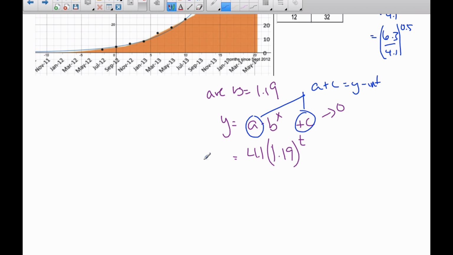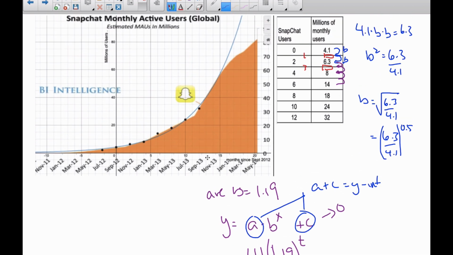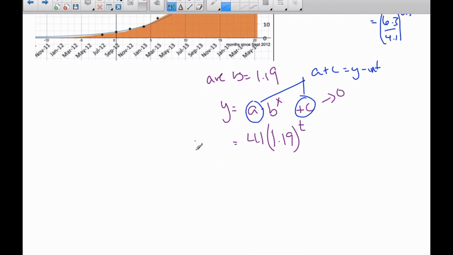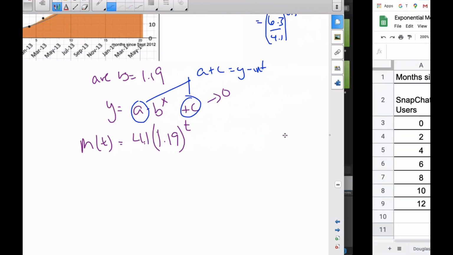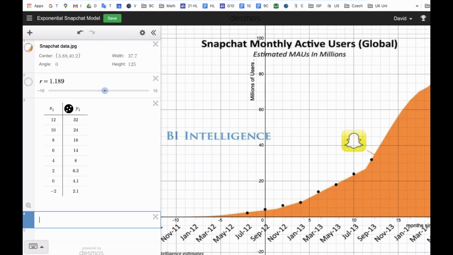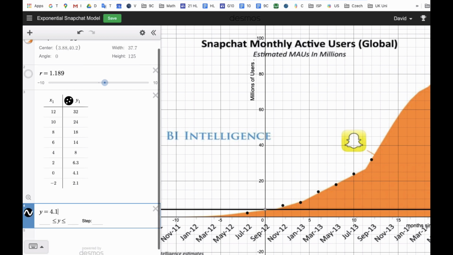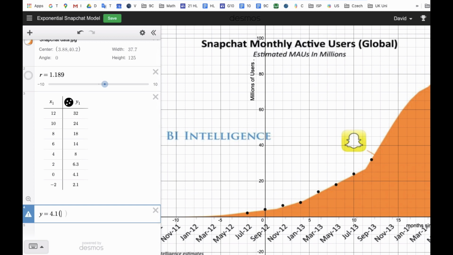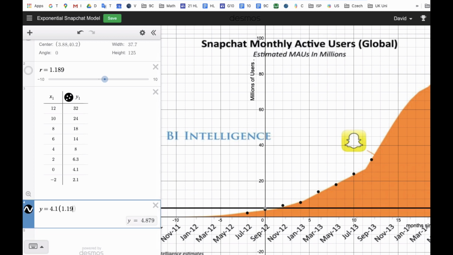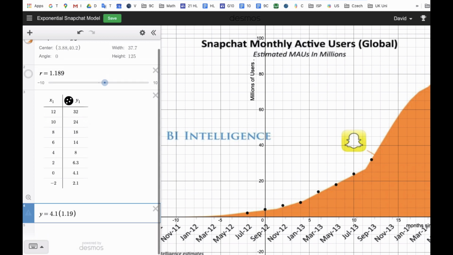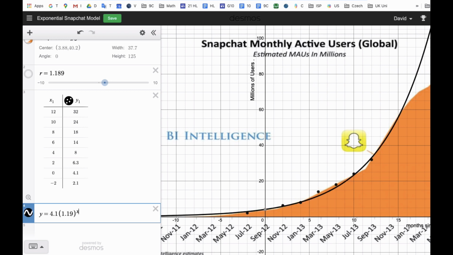And we're going to call this users, so let's call it m, millions of users, is a function of t. 4.1 times 1.19 to the power of t. If I go over to Desmos, I have the data here. If I type it in, y equals 4.1 times 1.19 to the power of x.